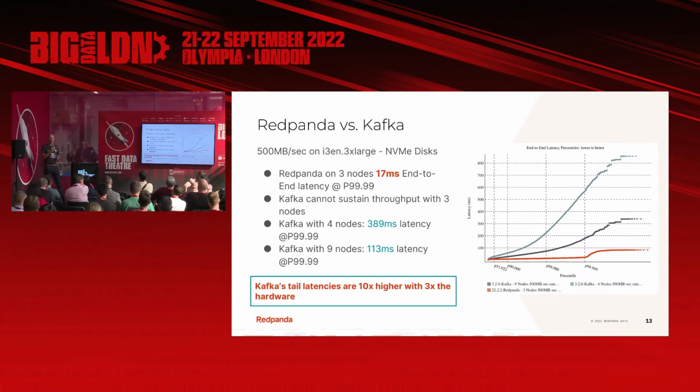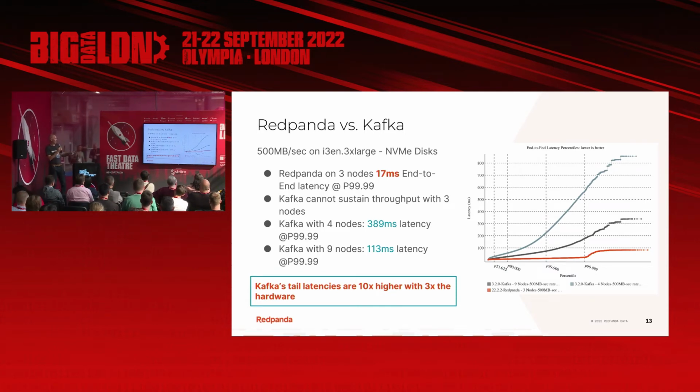The same test running Kafka on the same 3 nodes simply doesn't complete. It cannot run that workload. It can't sustain the produce throughput, and it can't sustain the consume throughput either. With 4 nodes, that's the line in the gray, Kafka is completing, but we've got something like 389 millisecond latency at P99.99. With 9 nodes, we're still getting 113 millisecond latency. So tail latencies on Kafka are 10 times higher with 3 times the hardware.